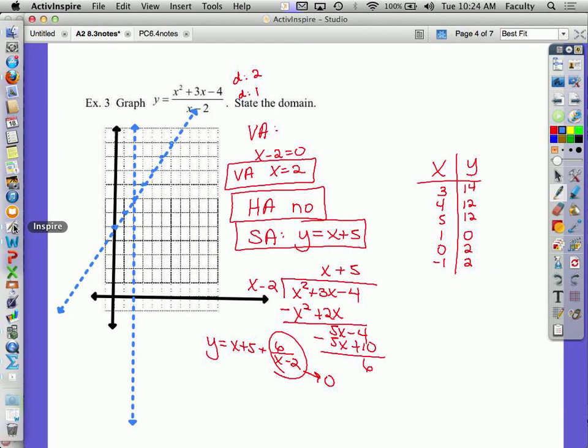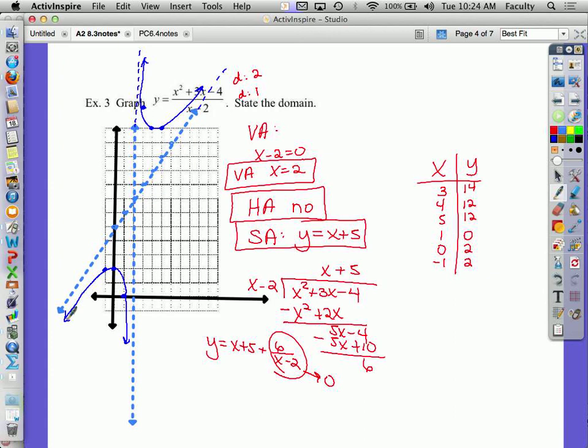So now when I'm plotting my points, I have (3, 14). So it's up here. And then here's the (1, 2) and the (1, 2), but according to this, it looks like this. So we're actually going to have to go back and extend the vertical asymptote and the slant asymptote, and that's okay. That's okay to have happen. And here's (1, 0), (0, 2), (-1, 2). So, you know, unless you looked at that graphing calculator, you're not sure what's happening there.